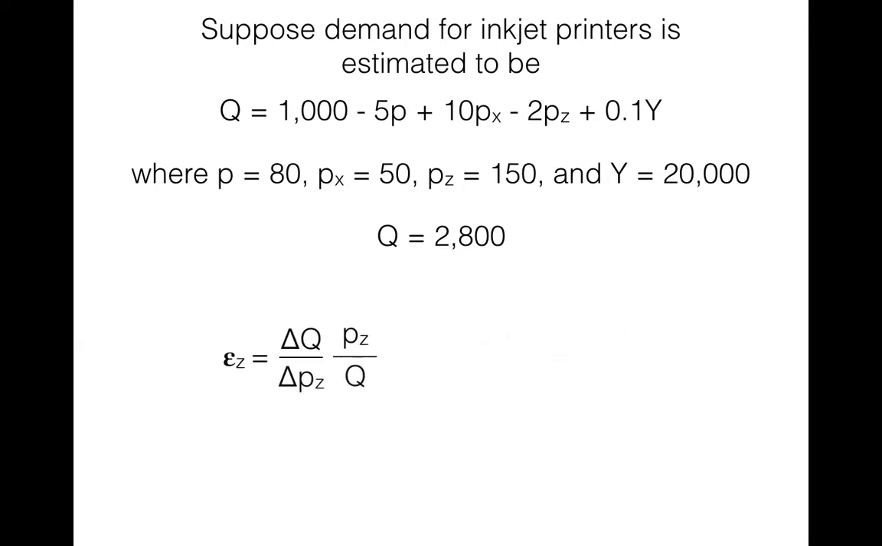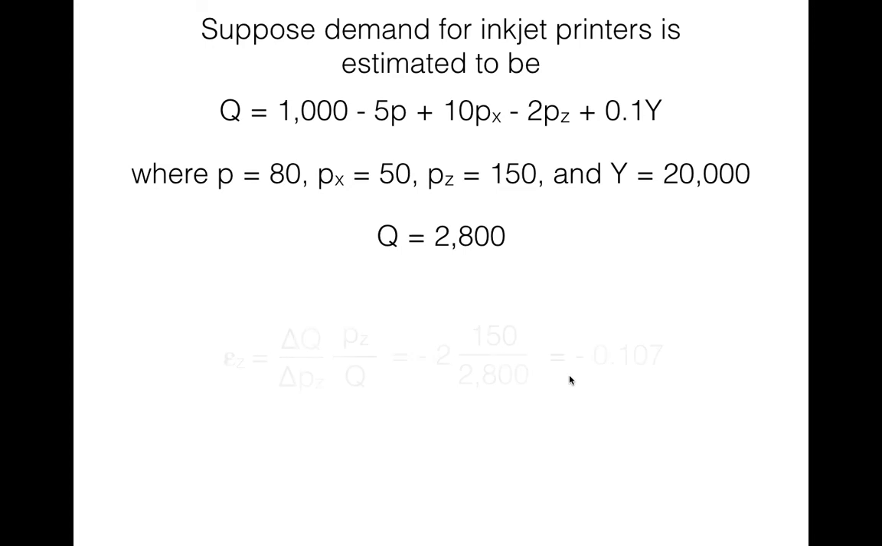We can do the same thing for commodity Z, or good Z. We have the formula here. We have the cross-price elasticity of demand for good Z is equal to the change in Q over the change in PZ, and that is multiplied by PZ over Q. Again, we know that the change in Q divided by the change in PZ is equal to the coefficient on PZ in the estimated demand function. It's negative 2. PZ is given at 150, and Q is equal to 2,800. We place those numbers into the equation and multiply through, and we get the cross-price elasticity for good Z is equal to negative 0.107.